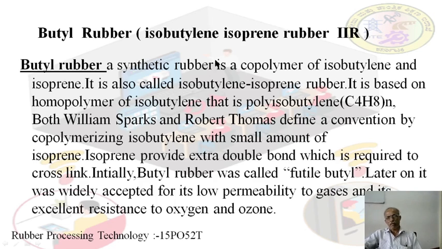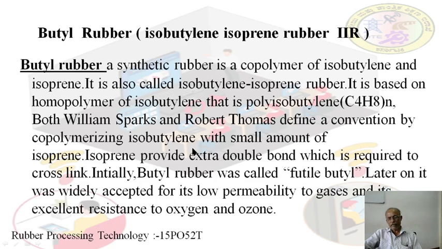So first, butyl rubber. Butyl rubber is isobutylene isoprene rubber, or IIR. Butyl rubber is a synthetic rubber. It is a copolymer of isobutylene and isoprene. It is also called isobutylene isoprene rubber. It is based on the homopolymer of isobutylene, that is polyisobutylene, C4H8N. Both William Sparks and Robert Thomas defined a convention by copolymerizing isobutylene with a small amount of isoprene.